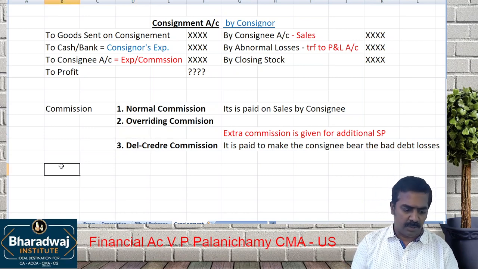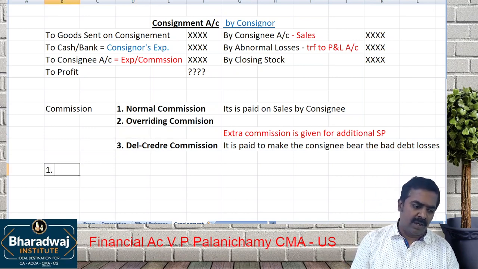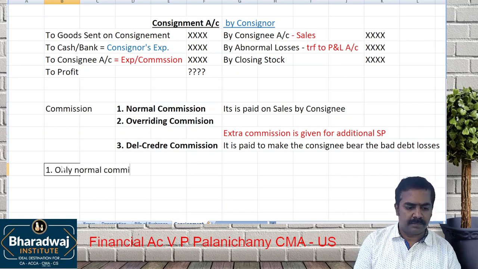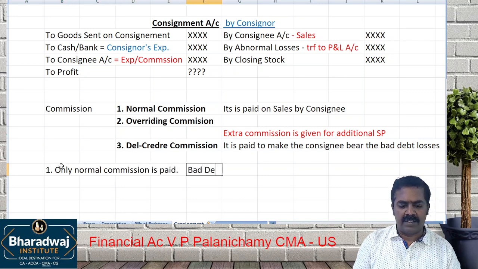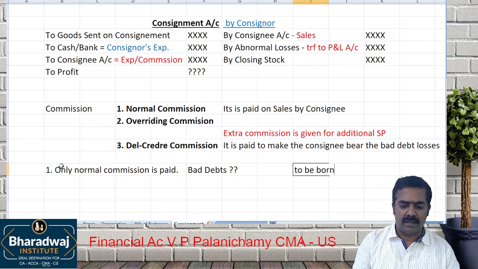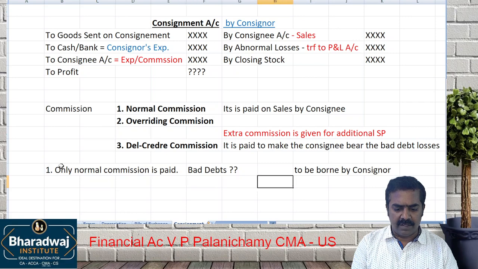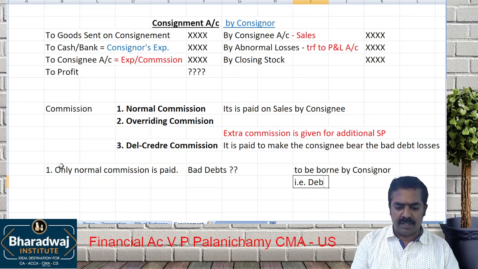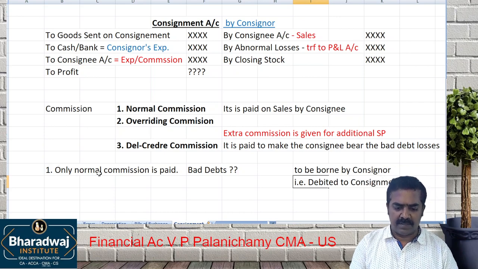Now, I will give you two situations. Number one, only normal commission is paid. No bill creditor commission. What will happen to bad debts? To be borne by consignor. That means it will be debited to consignment account. It will be debited to which account? Consignment account as an expense.